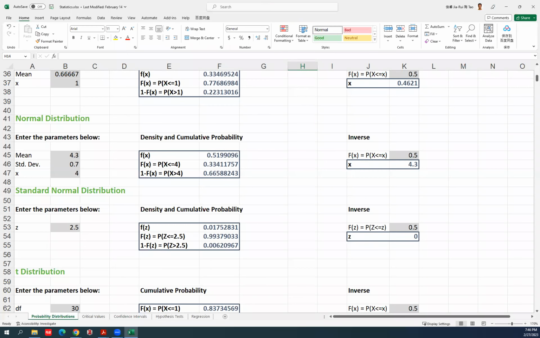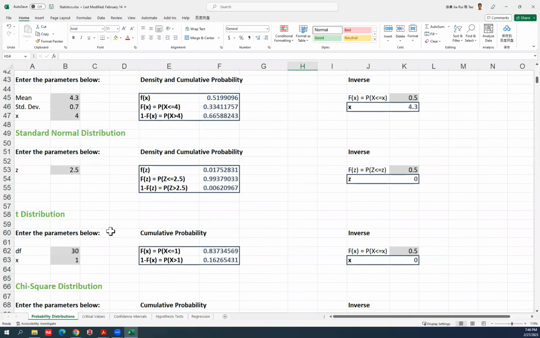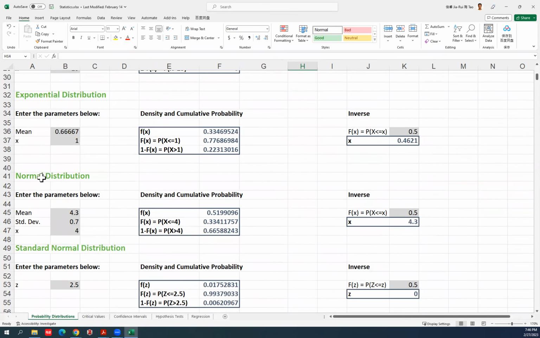If we were instead given a sample standard deviation, then when we calculate the probability, we would have to use a t-distribution. So in the normal distribution, we need to put in 3 of the observations. Which values did you use as the inputs? What mean value did you use? It'd be 58,000. Okay, 58,000. How about the standard deviation? 21,000 divided by the square root of 50.